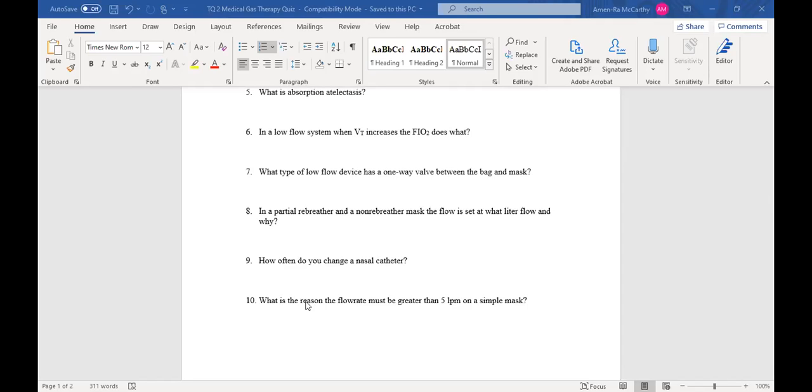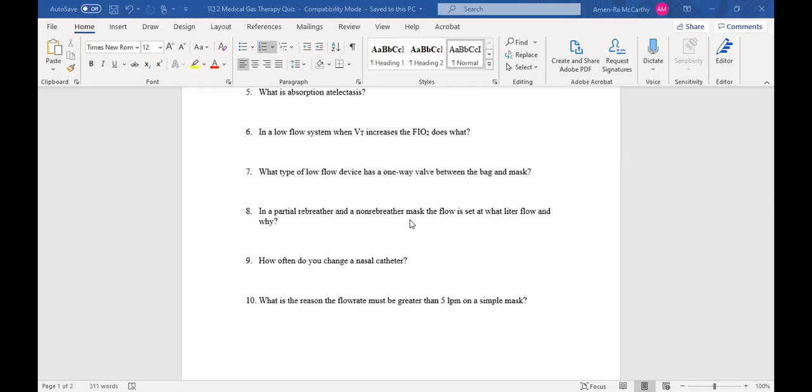And finally, number 10, Ms. Scott, what is the reason the flow rate must be greater than 5 liters per minute in a simple mask? To prevent CO2 buildup. Good. Prevent CO2 buildup. Now go back to number 8. Not only will it need to be 8 to 10 liters to prevent CO2 from building up in the mask, but also to keep the bag inflated.